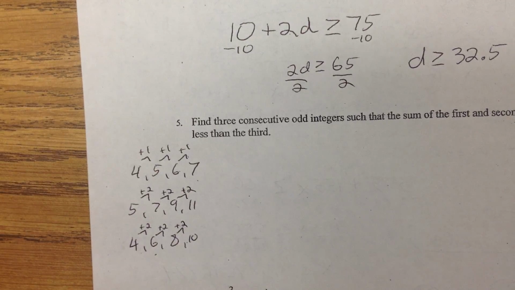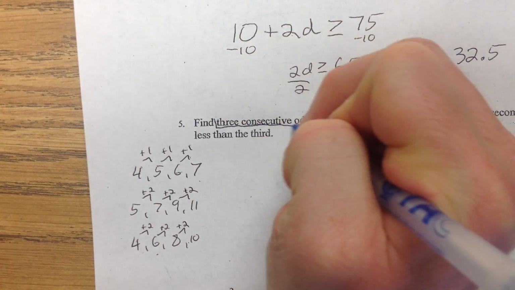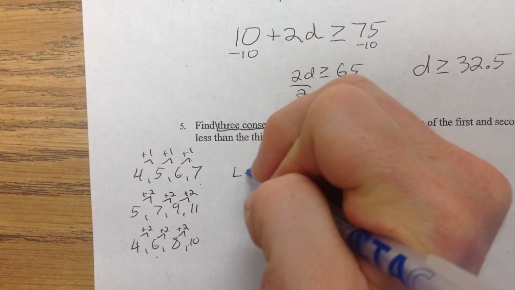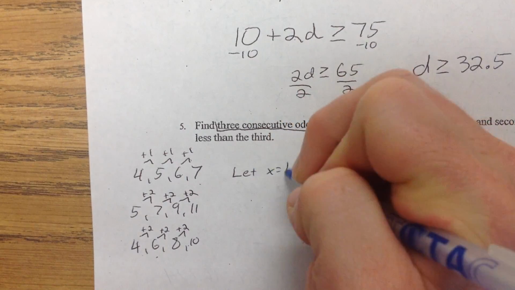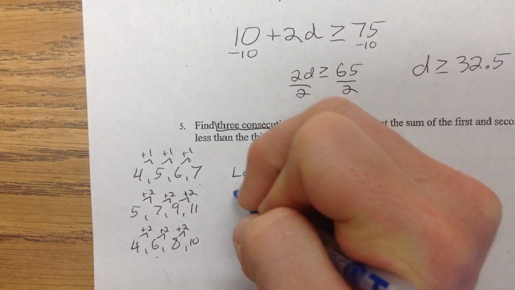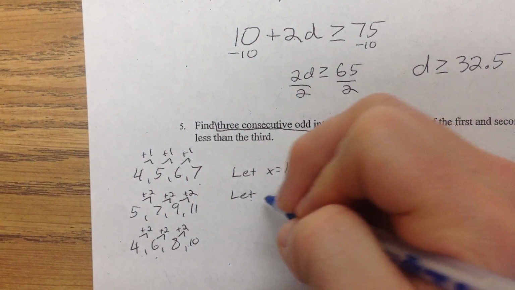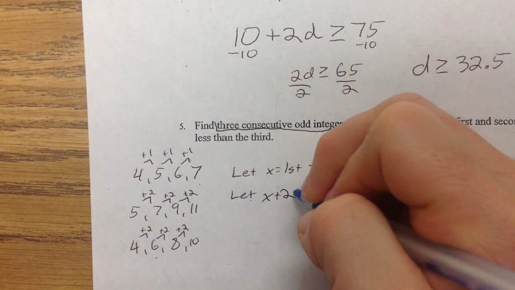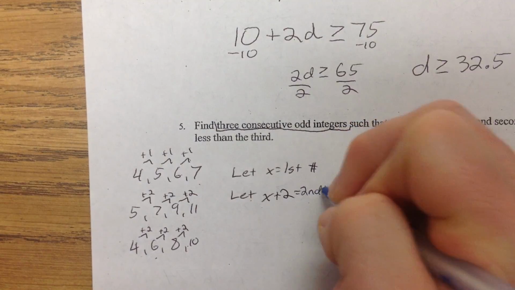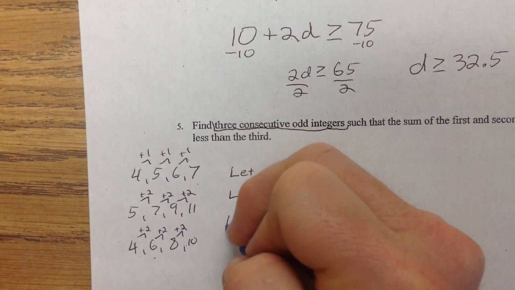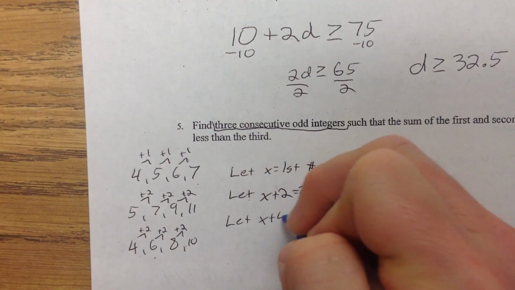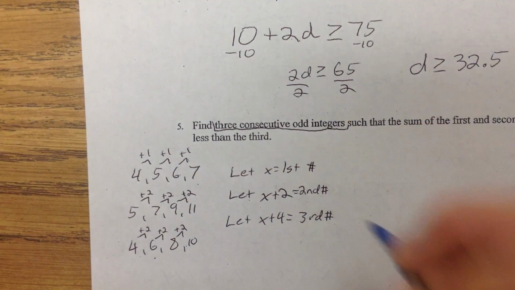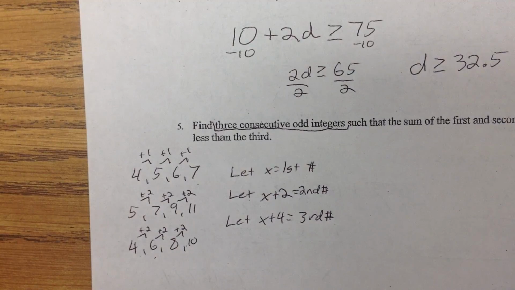All right, so this one is 3 consecutive odd integers. So when we do our let statements, it's going to be let x equal the first number, let x plus 2, because odd integers go up by 2, equal the second number, and let x plus 4 equal the third number. Okay, so we've got all those in there.